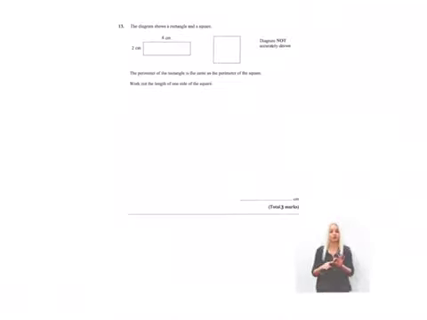So for this question, question number 13, the diagram shows a rectangle and a square. The perimeter of the rectangle is the same as the perimeter of the square. So you need to know what these key words mean. So perimeter is the outside of the shape, which is all the way around the outside.